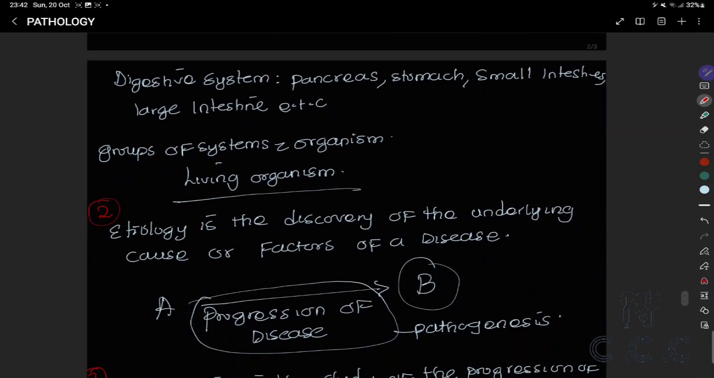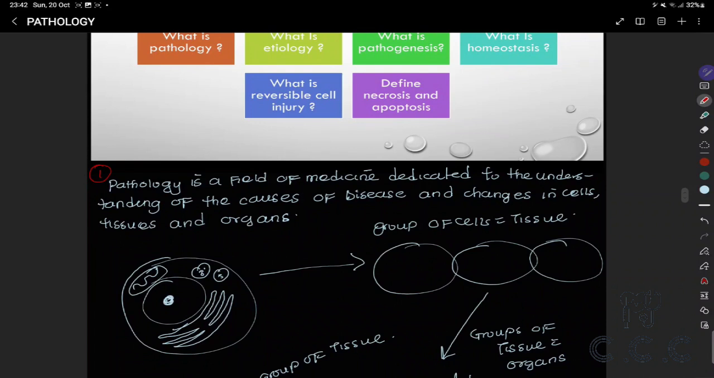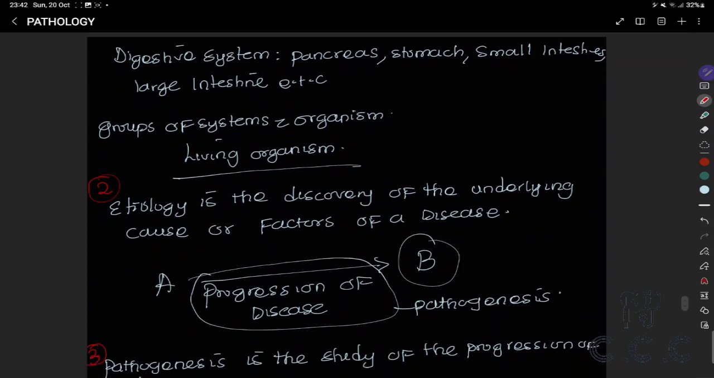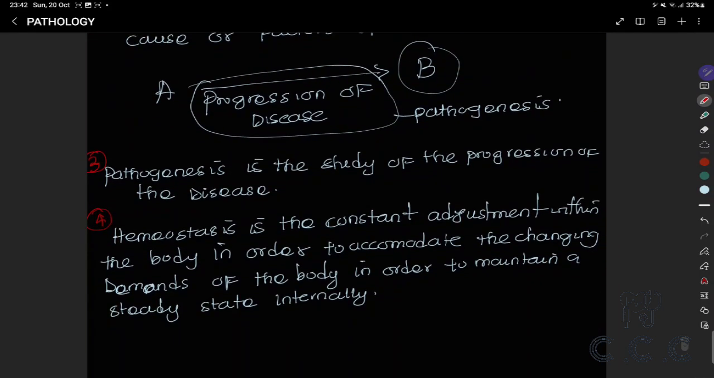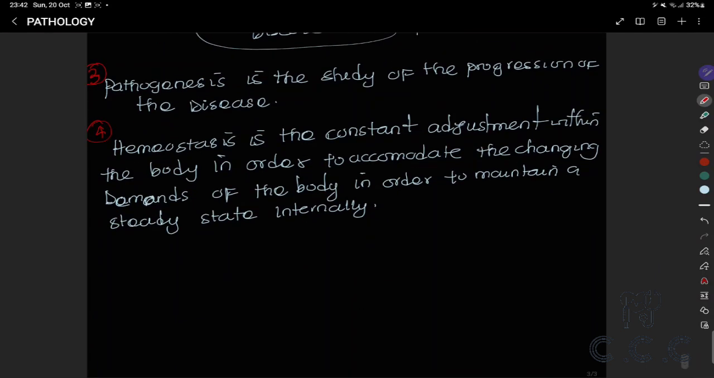So the first definition is the definition of pathology. Pathology is a field of medicine dedicated to the understanding of the causes of disease and changes in cells, tissues, and organs. The second one is etiology, the discovery of the underlying cause or factors of a disease. And then we said pathogenesis is the study of the progression. Some will say it is the study of the development of the disease. And then we have homeostasis. Homeostasis is the constant adjustment within the body in order to accommodate the changing demands of the body in order to maintain a steady internal environment.